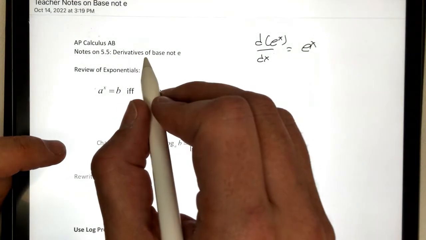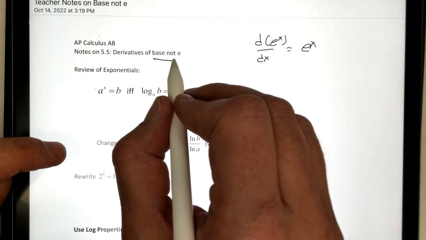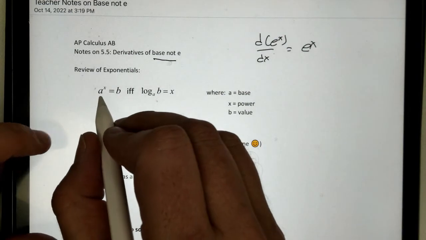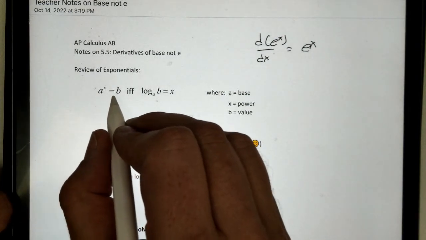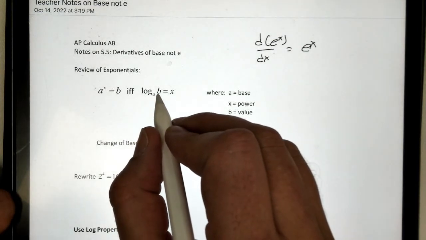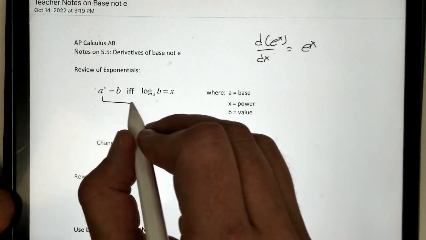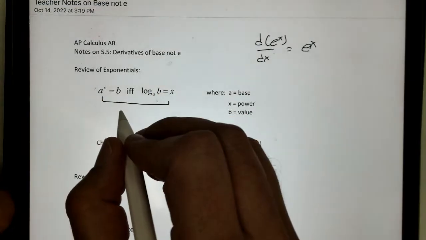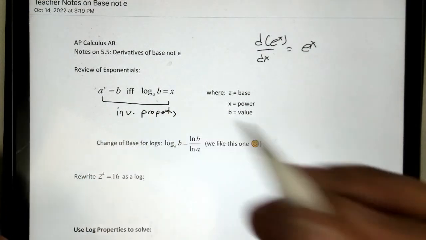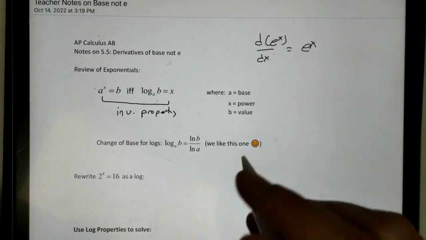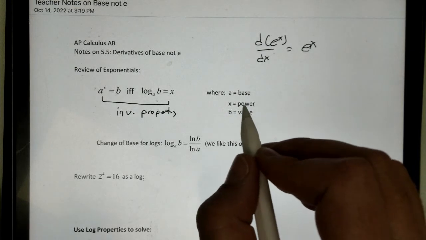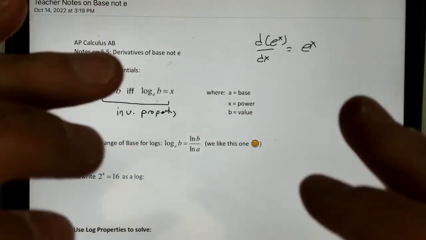But today we're going to take a look at how we take the derivative when the base is not e. And to do this, let's review basic exponentials. If we have the exponential function a to the x equals b, if and only if the log base a of b equals x. This we talked about when we did logs the other day. This is just our inverse property, that we can rewrite logs as an exponent and exponents as a log, where a is the base, because today it's all about that base. No trouble here. X is our power, and b is what the value is going to become.